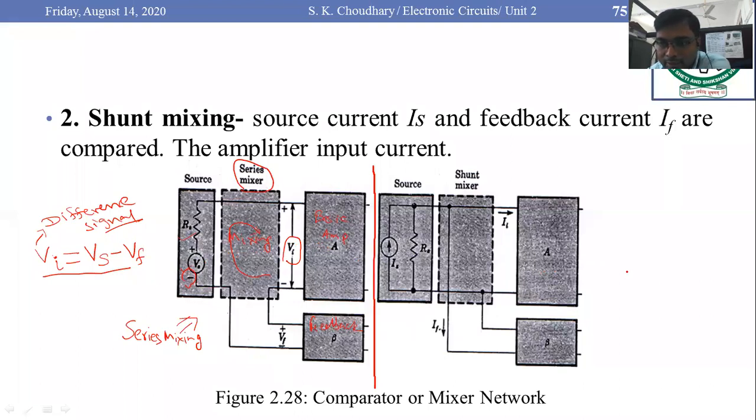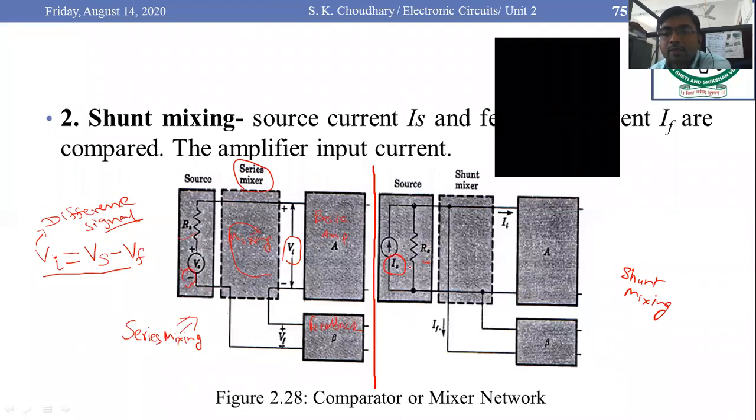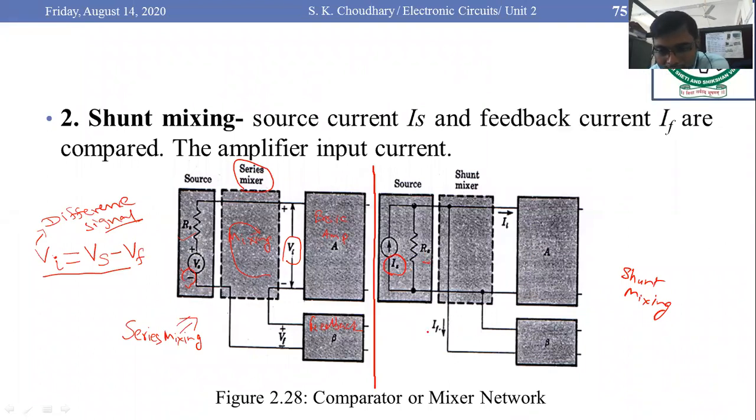But the second kind of mixing, which you can see on the right hand side, is shunt mixing. In this particular network you can easily see the signal source Is. Here we have taken a Norton equivalent circuit, so the signal source is a current source Is with a parallel source resistance. Now the signal source Is and the feedback current, because we are talking about the current parameter. This is the feedback current.